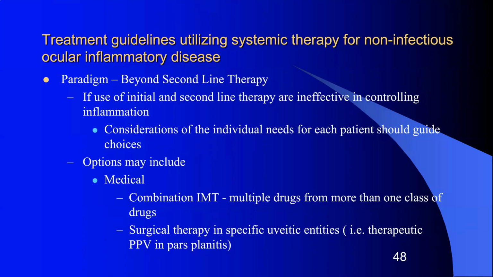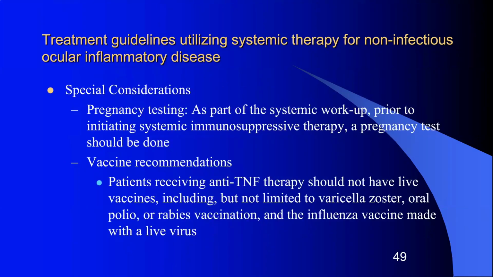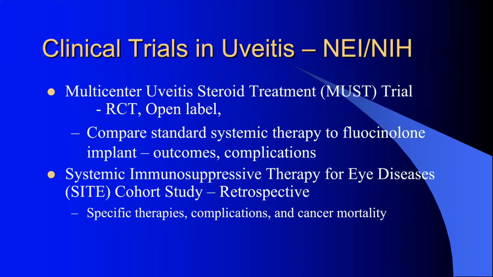And then we also have combination drug therapy or sometimes surgical therapy in uveitic patients. There are special considerations for the use of these non-steroid medications, for example, in pregnancy and people of childbearing age. Vaccine recommendations are also particularly important because if they're on immunosuppressive therapy, they should probably not take live viral vaccines such as the oral polio vaccine. Varicella zoster doesn't apply now because it has been replaced by a killed viral antigen vaccine. Rabies vaccination and influenza vaccine sometimes involve a live virus. You want to avoid that in patients who are immunosuppressed.